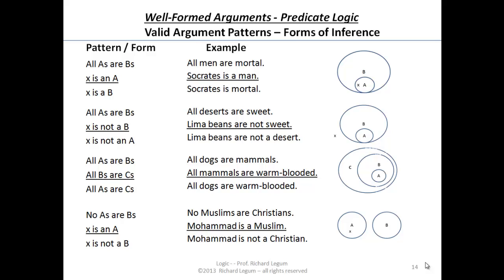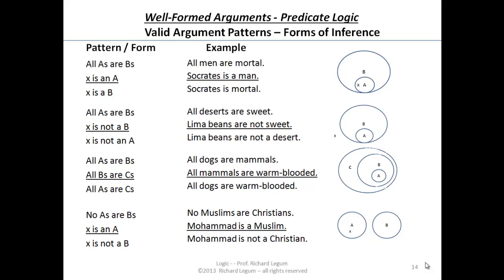And when we depict that in the Venn diagrams, we see all A's are B's, so the circle of A's has to be completely within the circle of all the things that are B. And the second premise says X is an A, so we have to put X in that circle with A's, which means it has to be inside the circle of B's.